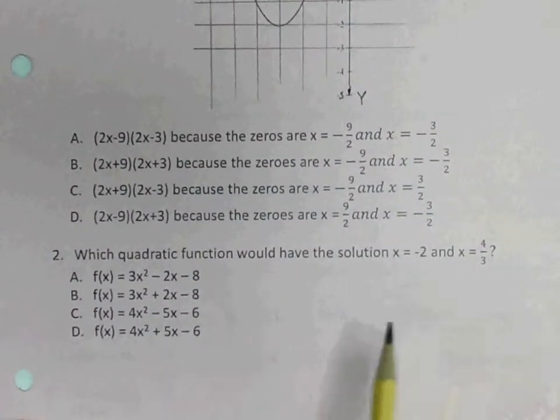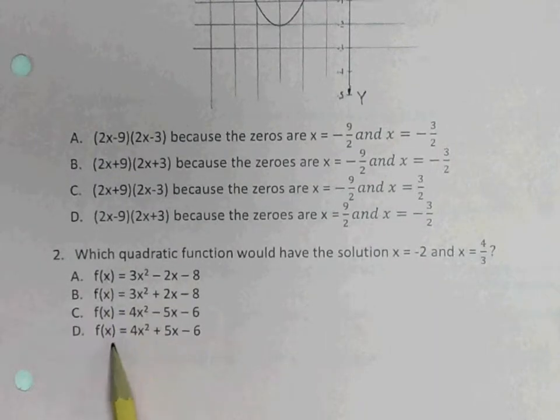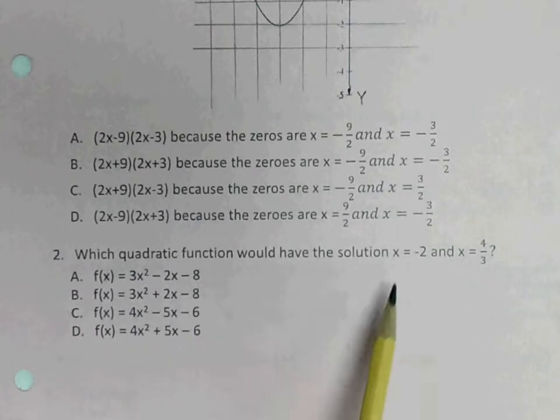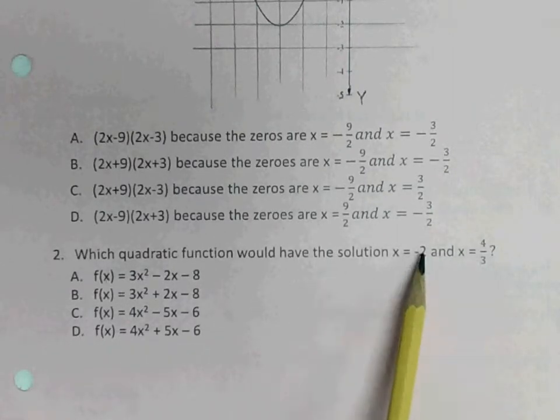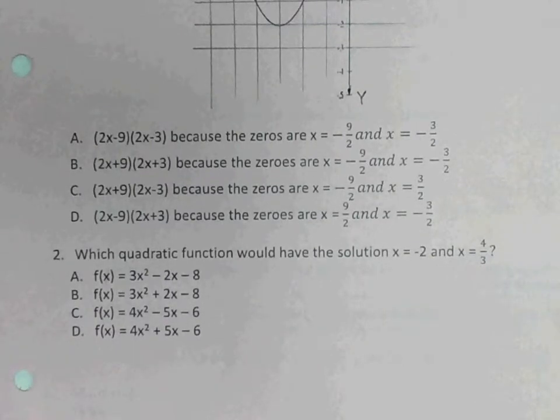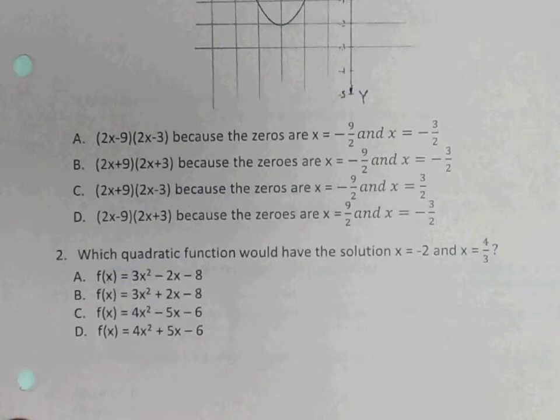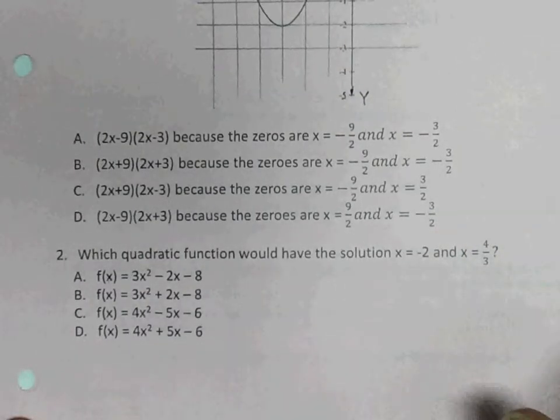Problem number 2, let's see, what do we have? We have equations. What star rule? How about star rule number 1? Graph the thing and you can use your calculator to see which ones will give you these answers. Remember, your keystroke for finding the intercepts is second calc 2.